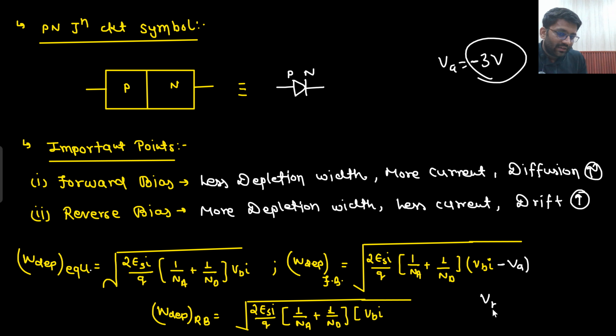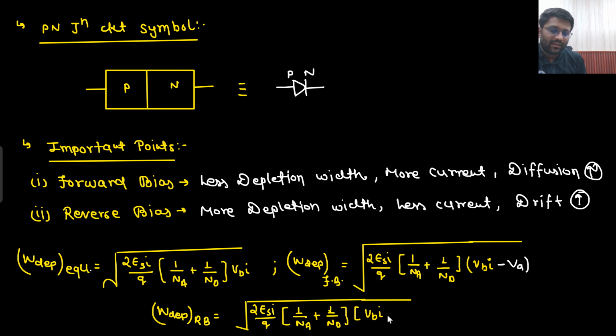Here what will you put? V built-in plus 3? No. You know that in forward bias the depletion width should reduce. If the depletion width is reducing, that means something should be subtracted here. That's it. So you need to subtract it.